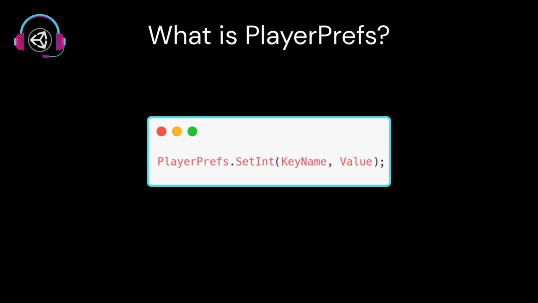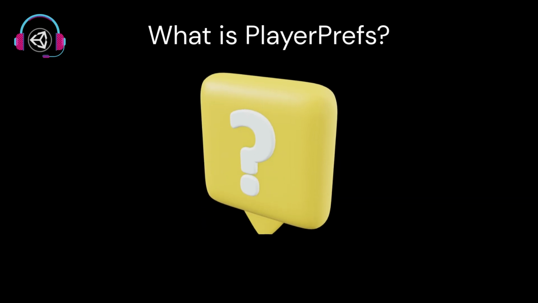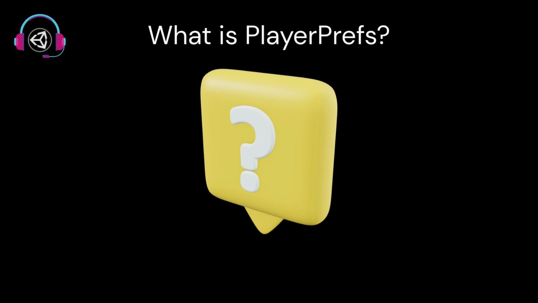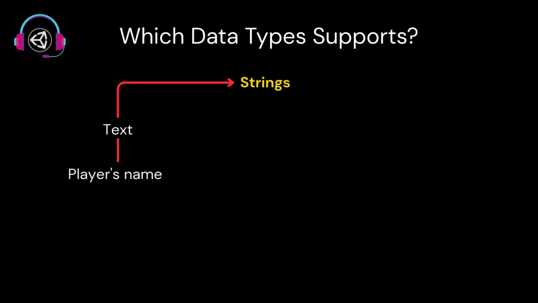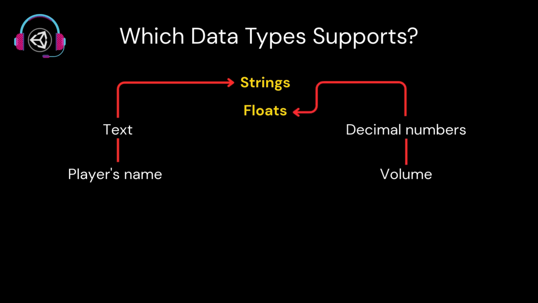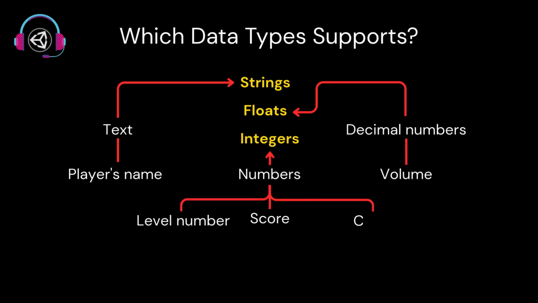Okay, so it's simple storage, but what kind of info can you save? PlayerPrefs keeps things simple. It only supports 3 basic data types. 1. Strings. That's just text, like a player's name, GamerDude. 2. Floats. These are decimal numbers, perfect for volume, like 0.75. 3. Integers. Whole numbers, like your score, your level number, or how many coins you have. That's all. It handles all of it on its own. It keeps things quick and easy.